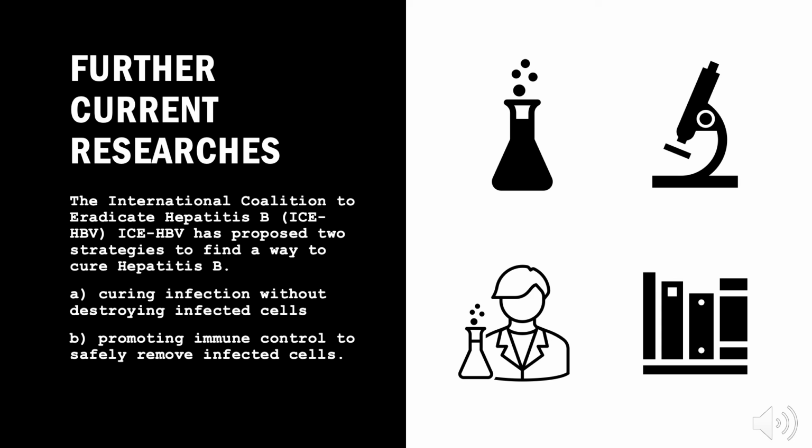Current research. The International Coalition to Eradicate Hepatitis B is a network of experts committed to finding a cure for hepatitis B as soon as possible. It has proposed two strategies to find a cure. The first one is to cure the infection without destroying infected cells, and the second one is to promote immune control to safely remove infected cells. Although an efficient vaccine exists for the hepatitis B virus and it has helped in the reduction of the virus, the vaccine's coverage is still low in many parts of the world. Therefore, the availability of the vaccine needs to be expanded in all parts of the world, especially in low and middle income countries.